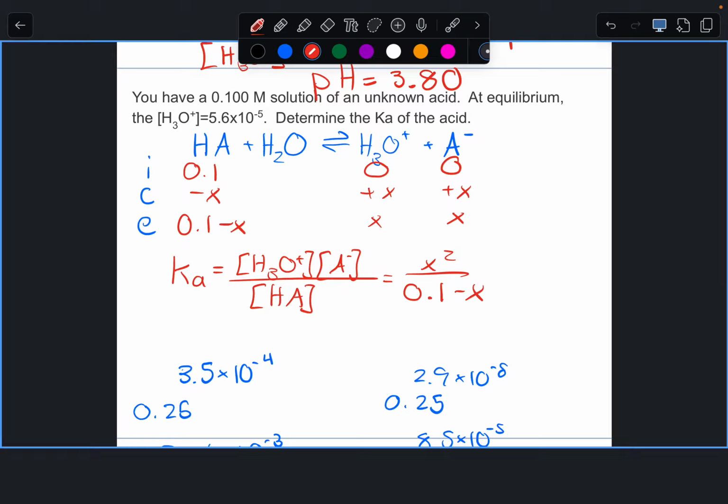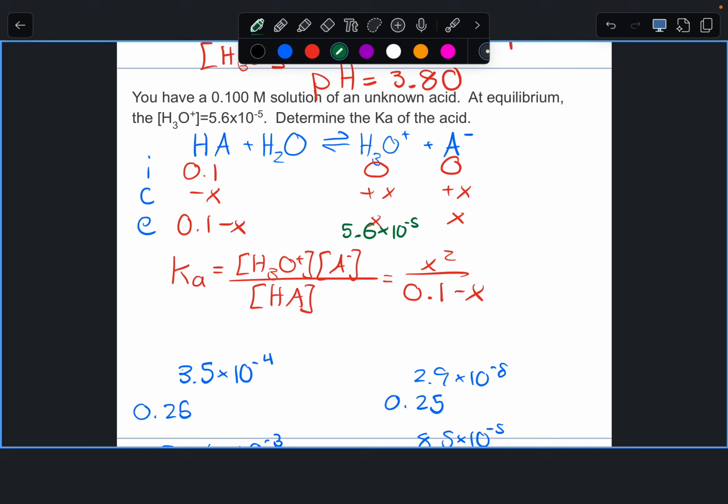Okay, so you hit this point, you've done the ICE table, you've plugged it into the K expression, and then you're like, what can I do with this? That additional piece of information, at equilibrium, the H3O+ equals 5.6 times 10 to the negative fifth. They gave you the equilibrium concentration of the hydronium ion, 5.6 times 10 to the negative fifth. That's X. So they're telling you what X is. So now you have this Ka in terms of X.